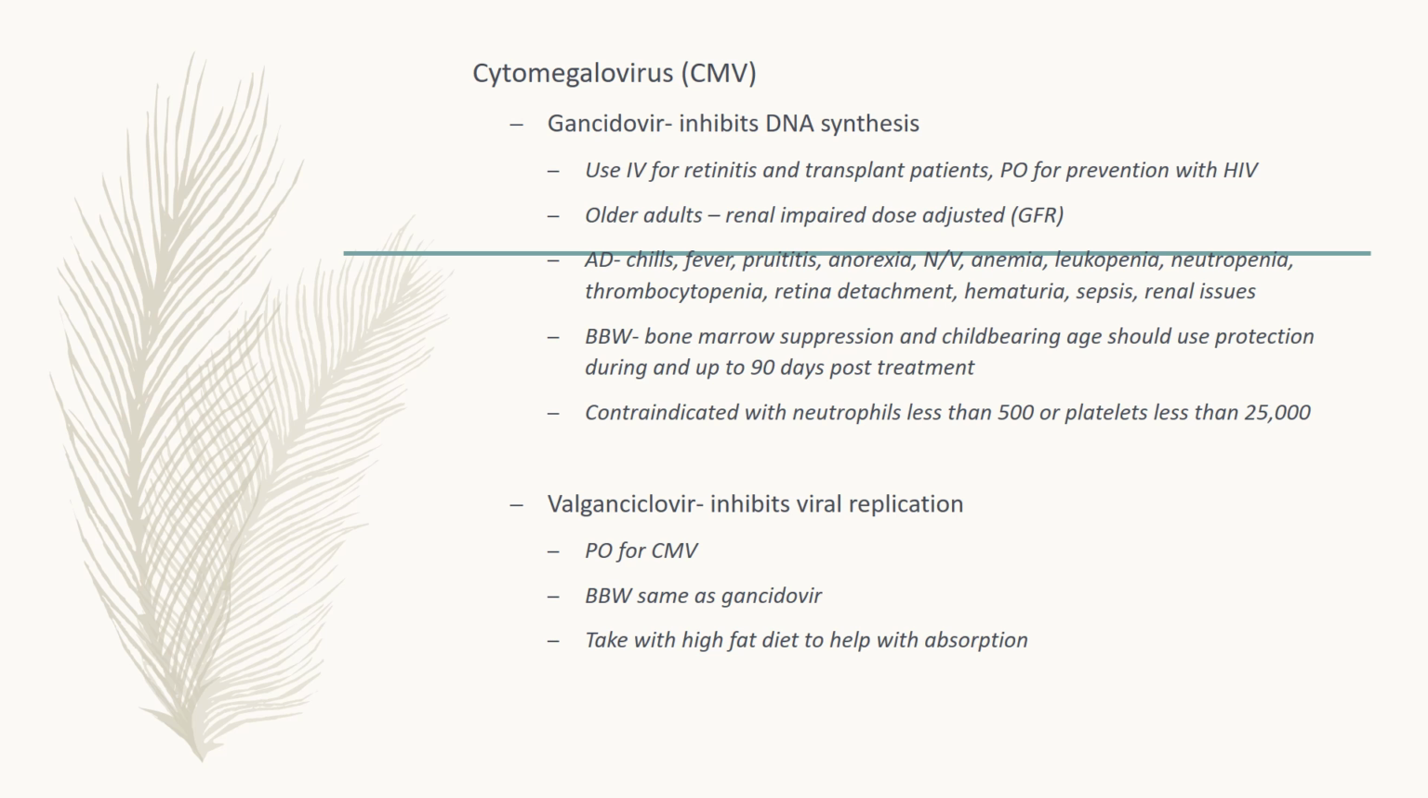Retinal detachment and hematuria, sepsis, and renal issues. Okay, so we got to be watching for that. Our black box warning, bone marrow suppression, is important. So again, we're going to be watching all those blood counts with their CBC. And of course, those of childbearing age should use protection up to 90 days post-treatment. So very important because it's teratogenic. It's contraindicated with neutrophils less than 500 or platelets less than 25,000.